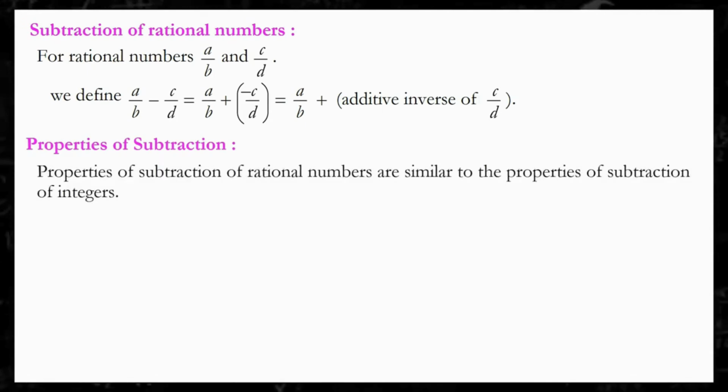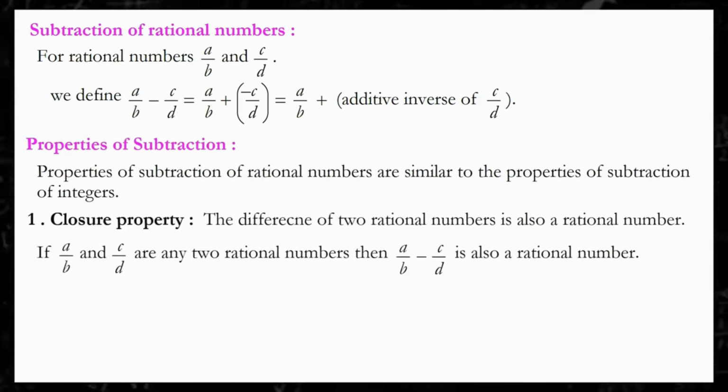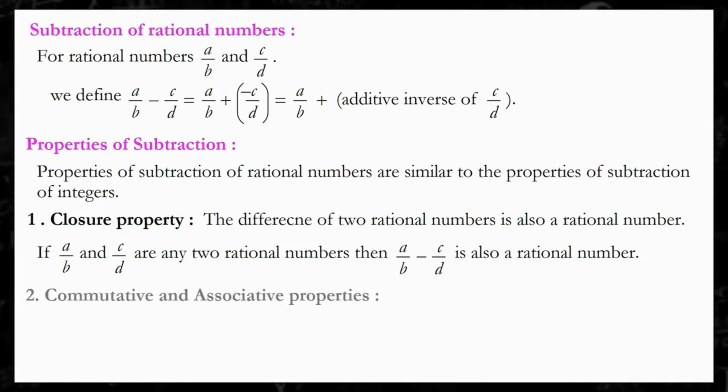Properties of subtraction. Properties of subtraction of rational numbers are similar to the properties of subtraction of integers. 1. Closure property. The difference of two rational numbers is also a rational number. If a/b and c/d are any two rational numbers, then a/b minus c/d is also a rational number.